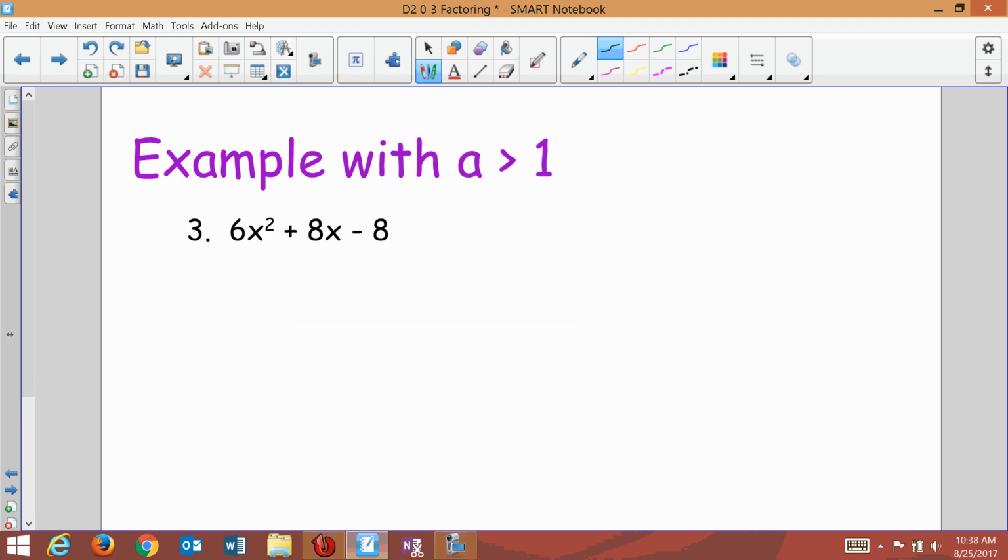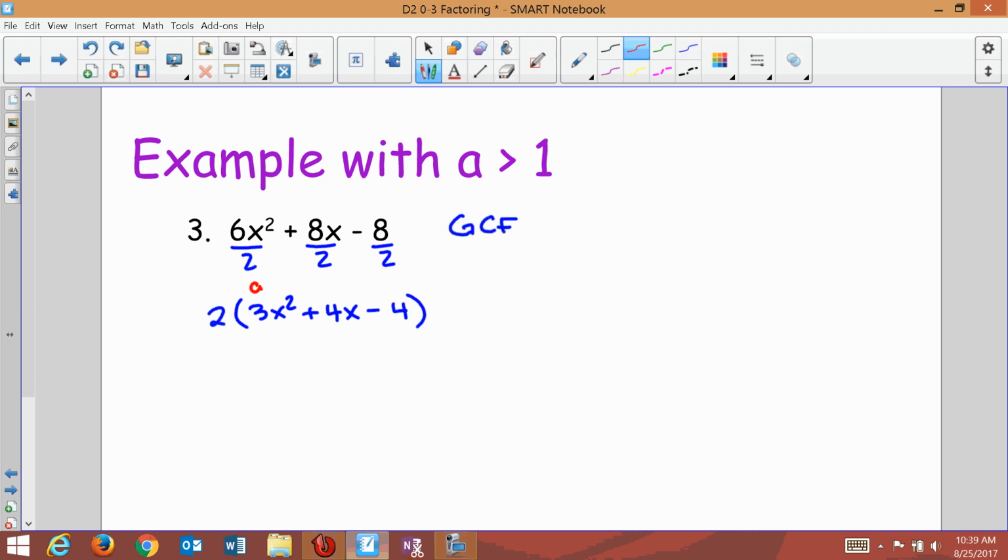Let's try one more example, but this time my a is not 1, my a is 6. Now remember, the first step is always just look for a GCF. It just simplifies your problem. I do have a GCF in this problem. I could divide everything by 2. Now we don't just drop that 2, it's just going to move out front. So when I divide by 2, I'm left with 3x squared plus 4x minus 4.